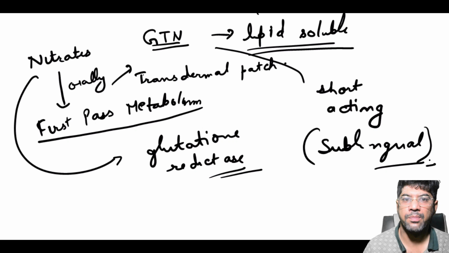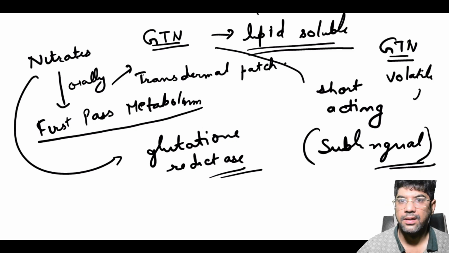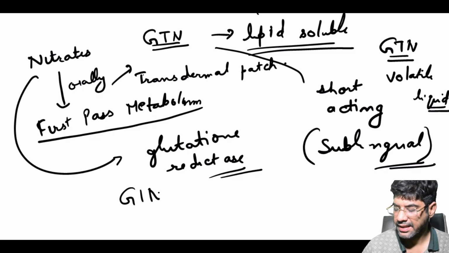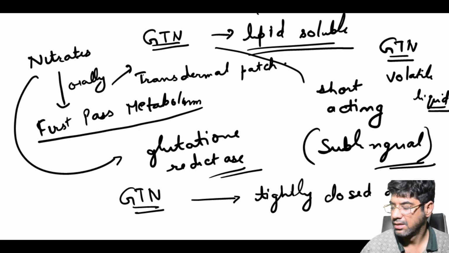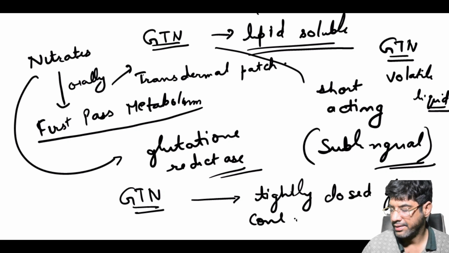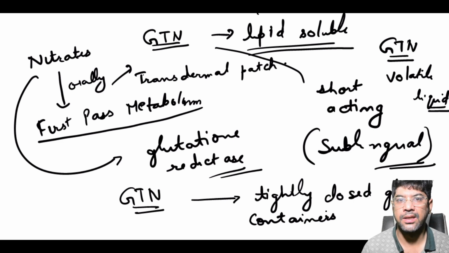Now, what is the physical property of glyceryl nitrate? It is a volatile liquid. Glyceryl nitrate tablets must be stored in a tightly closed glass container and not in plastic containers, because in plastic containers evaporation would occur.